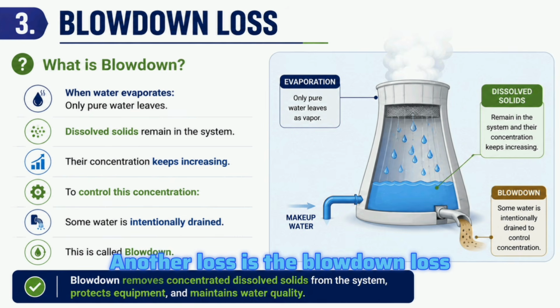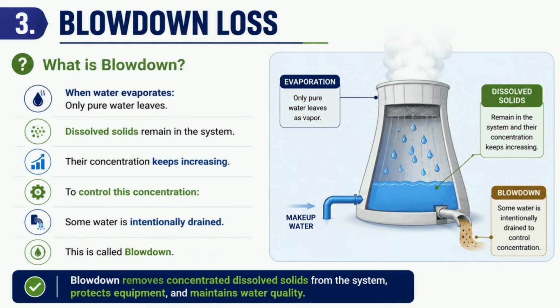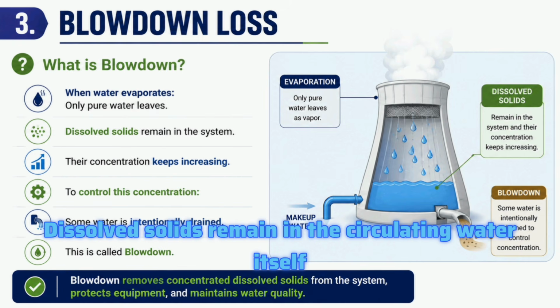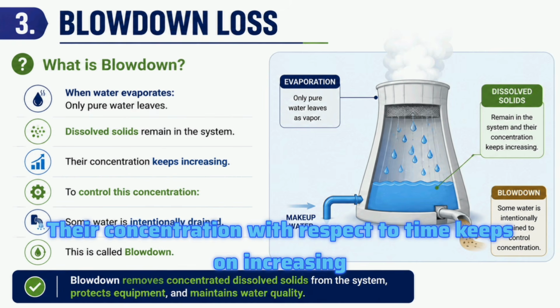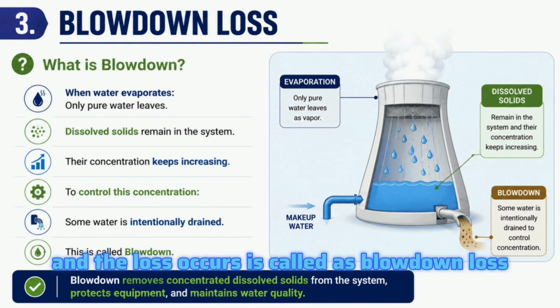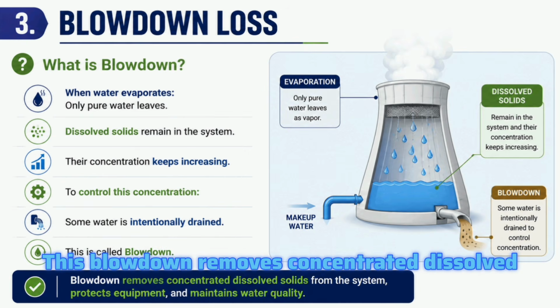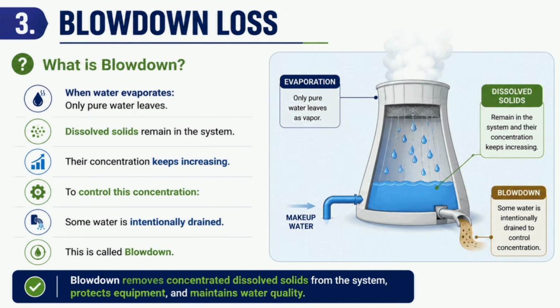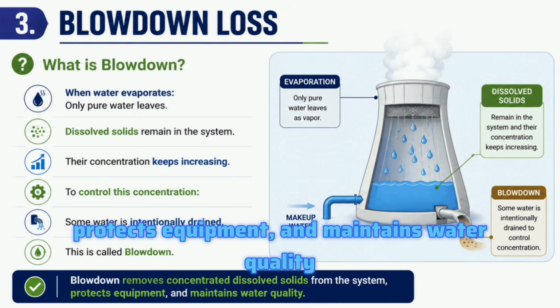Another loss is the blowdown loss. What is this blowdown loss? See, when water evaporates, only pure water leaves. Dissolved solids remain in the circulating water itself. Their concentration with respect to time keeps on increasing. To control this concentration, some water is intentionally drained. This is called blowdown, and the loss that occurs is called blowdown loss. This blowdown removes concentrated dissolved solids from the system, protects equipment, and maintains water quality.